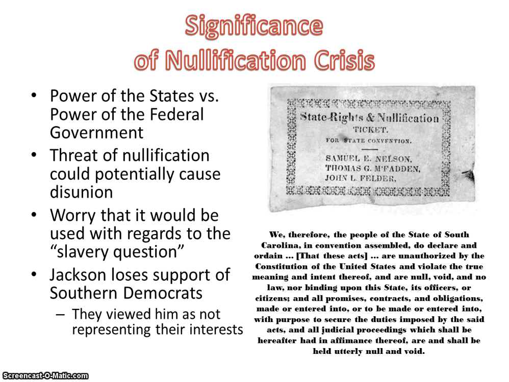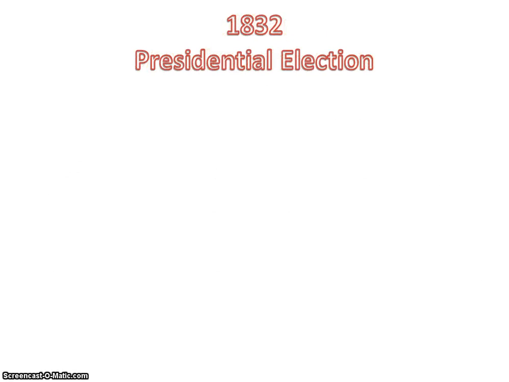Here is an example of the actual language of that nullification bill that was passed in South Carolina. We, therefore, the people of the state of South Carolina, in convention assembled, do declare and ordain that these acts are authorized by the Constitution of the United States and violate the true meaning and intent thereof, and are null, void, and no law nor binding upon this state, its officers or citizens. So there you can see they're literally putting it in language that they're null and void.